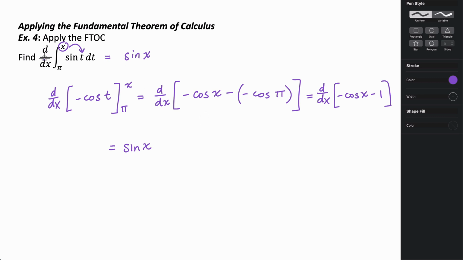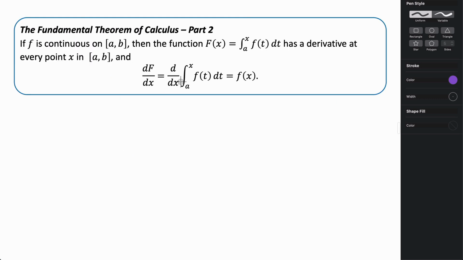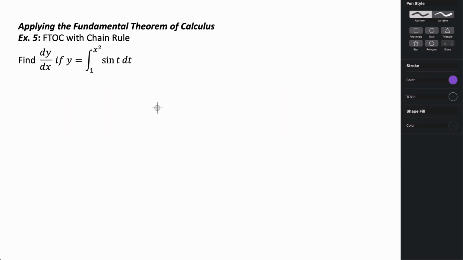Now, this only works when we're taking the derivative of an integral. So it's what ties together these two pieces. The second part of the fundamental theorem of calculus essentially is showing us that the derivative and the integral are inverse processes of each other. Okay. Now, what if we have an upper limit of integration that is not just an x? In this case, we have an x squared. So what would I do here?